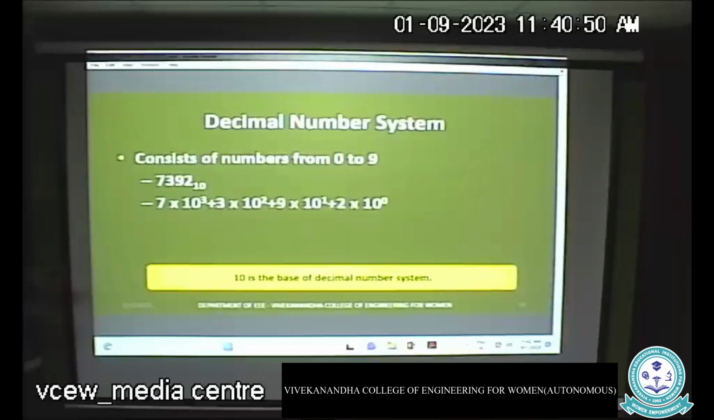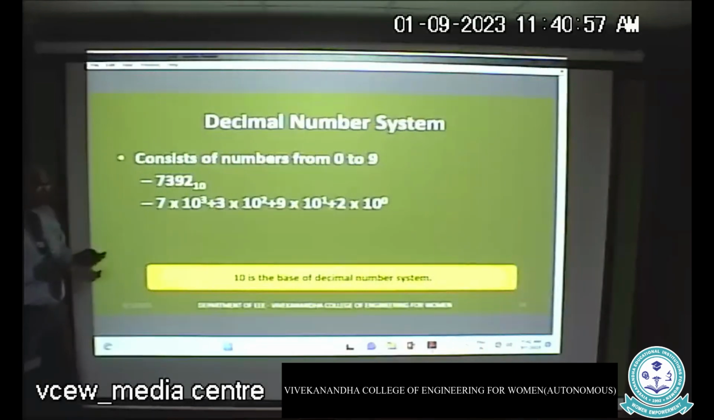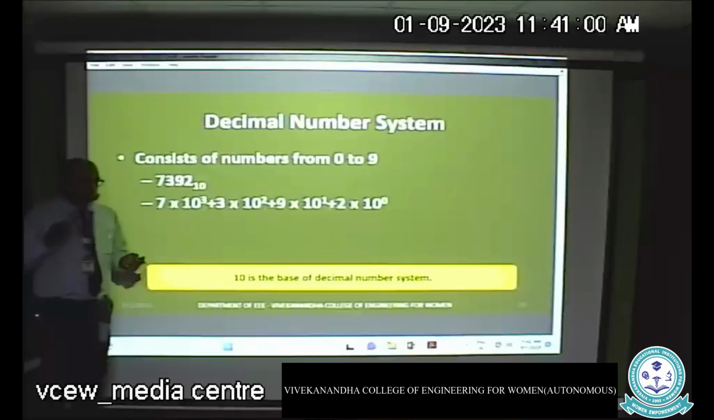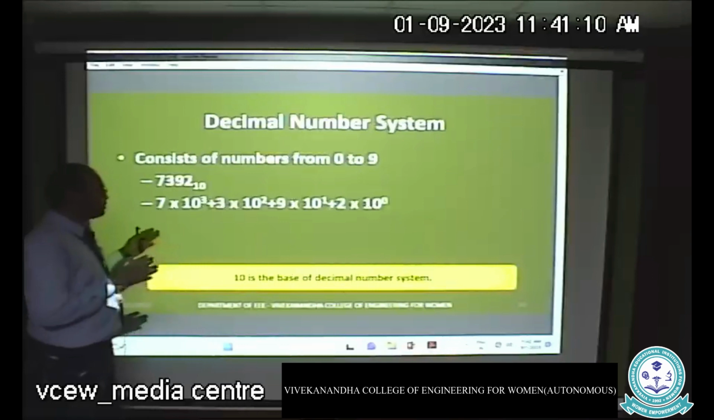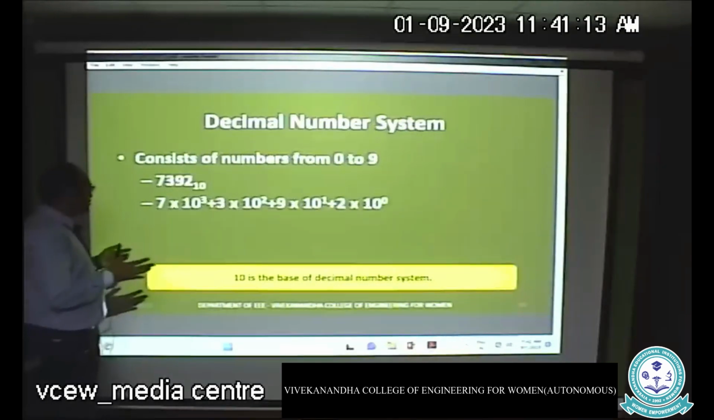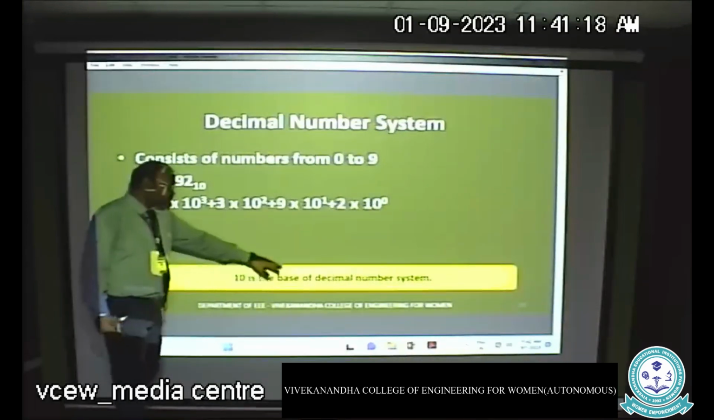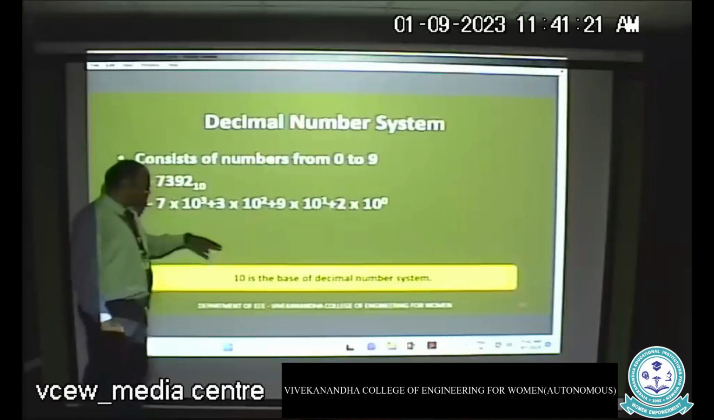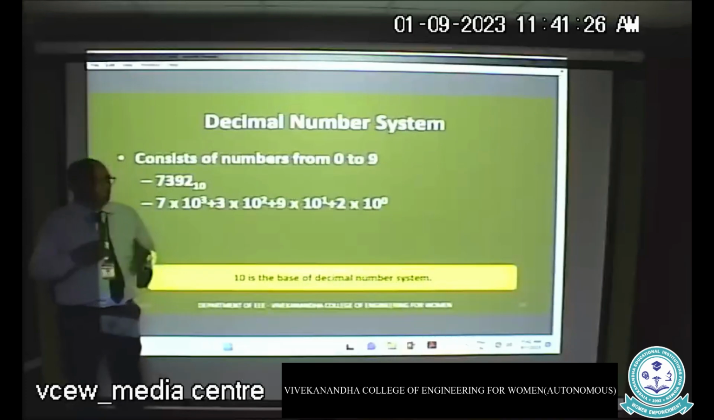See, we use decimal number systems in everyday life. In schools we might have studied decimal number systems. We start with 1, 2, 3, 4, right? Add 0 to it. 0, 1, 2, 3, 4, 5, 6, 7, 8, 9. The 10 digits are the base of the decimal number system. That is why 10 is the base of the decimal number system. It starts with 0 and ends with 9.